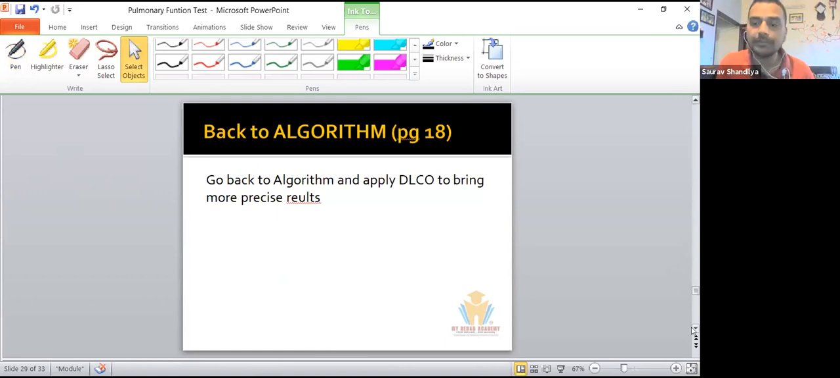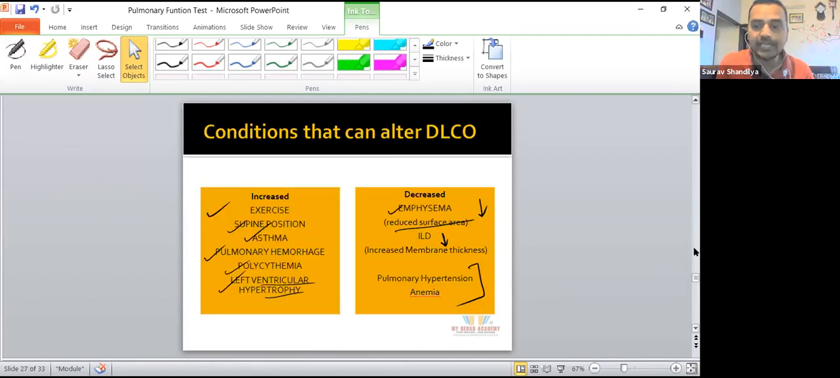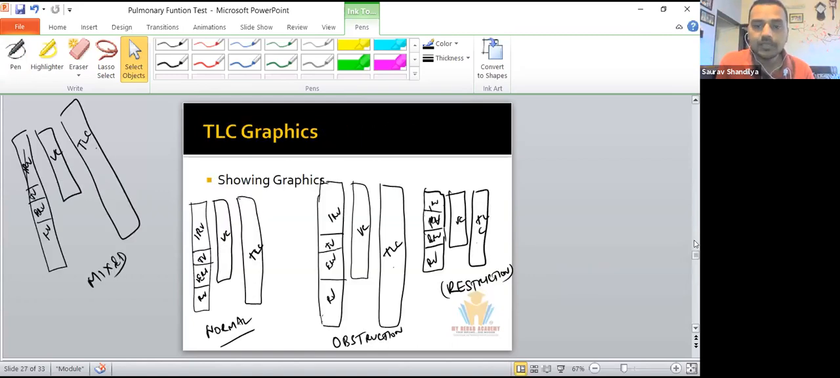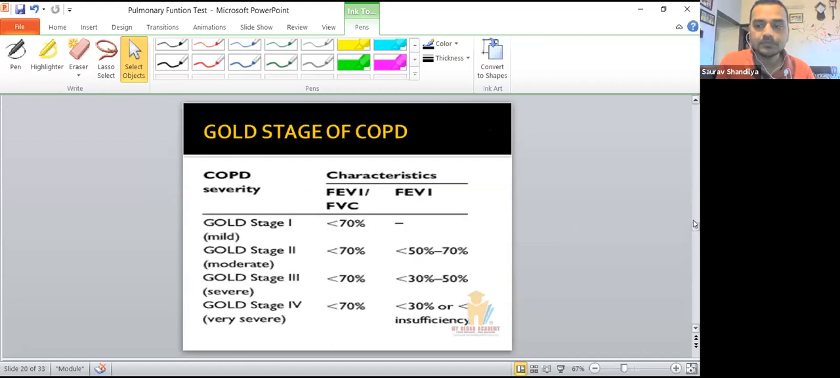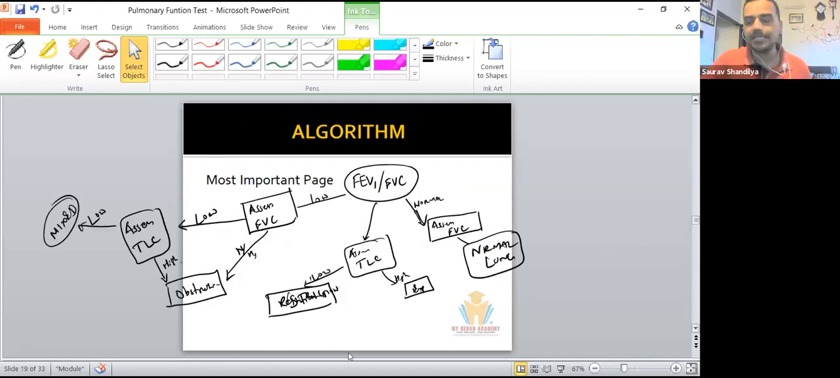Now let us go back to page number 18. Page number 18 will be very important. I told you even earlier. Yeah, page number 18. Now, where we were confused about this obstruction, again, we will be talking about this obstruction. Let us talk about DLCO.